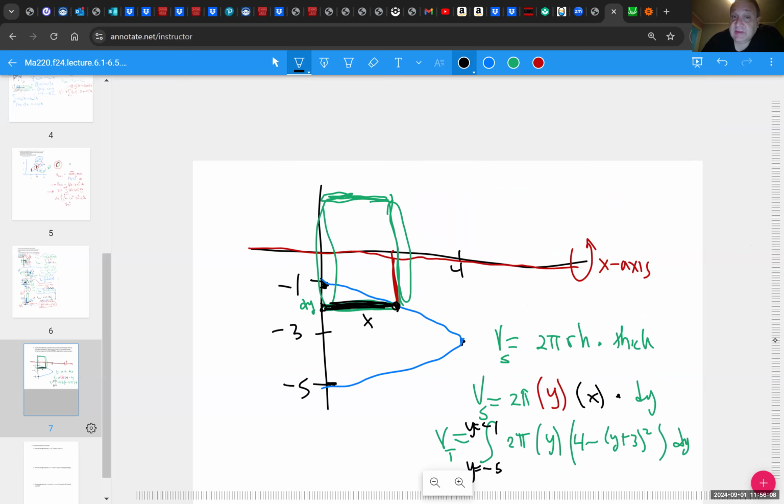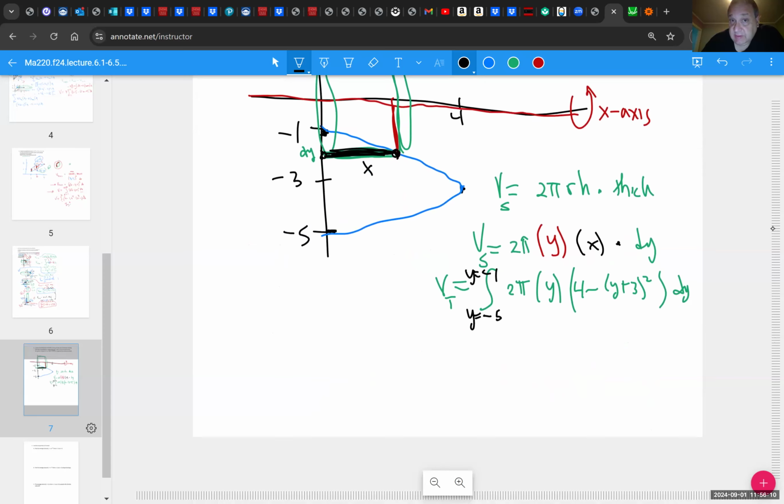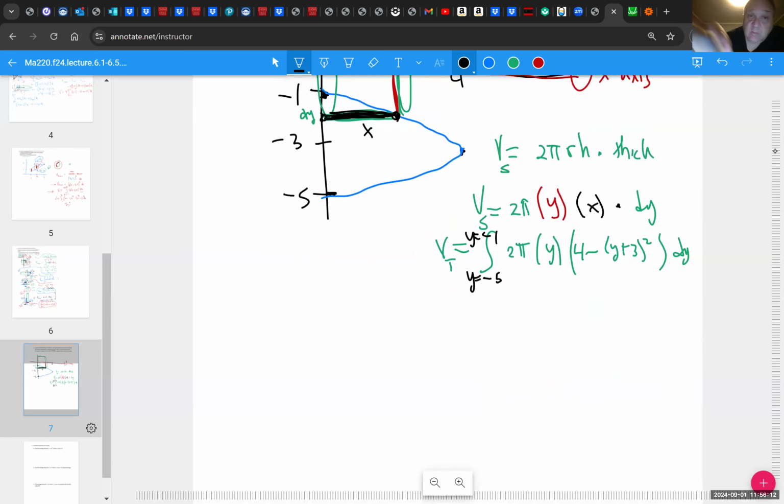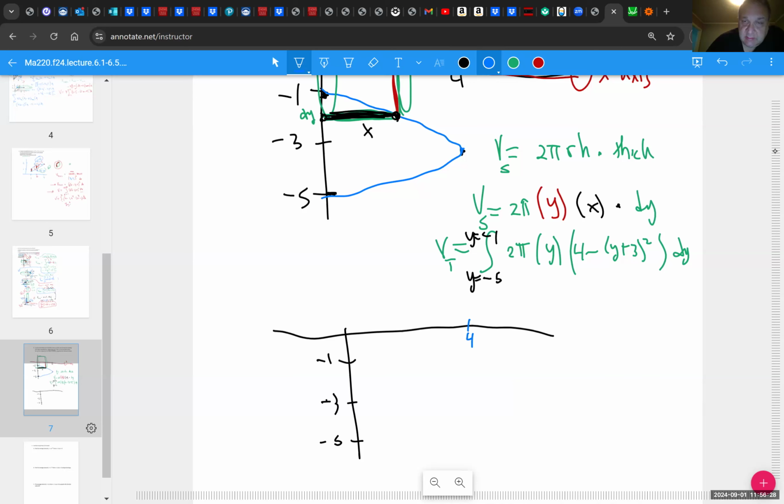So I did mention that this problem is going to be harder using the disk method. Why is that? You may have already seen it if you played around with this for a little bit, but I will show you. So -1, -5, just redraw it real quick. This is a +4 over here. We're still revolving around this axis right here.